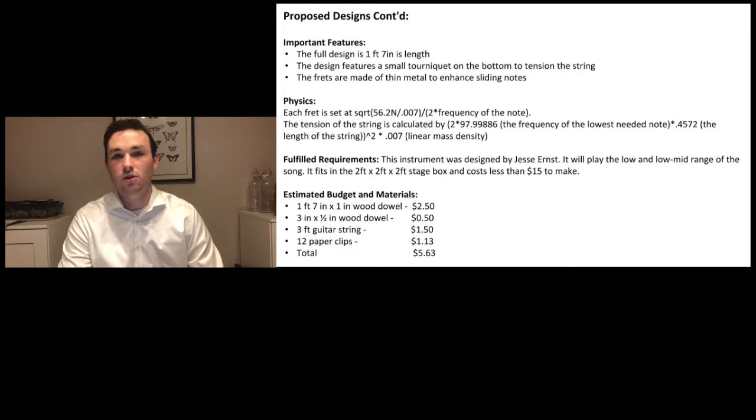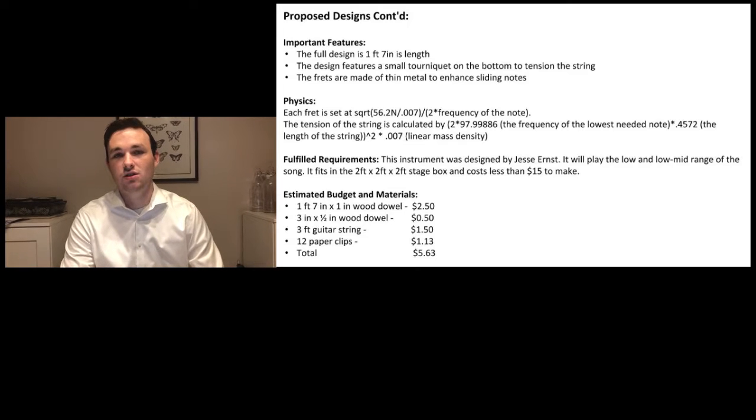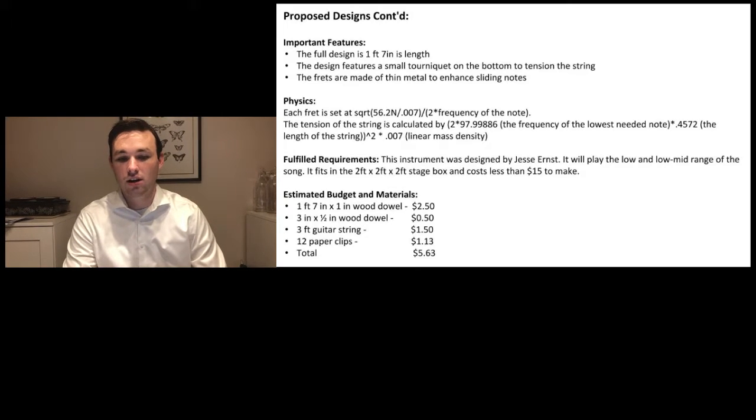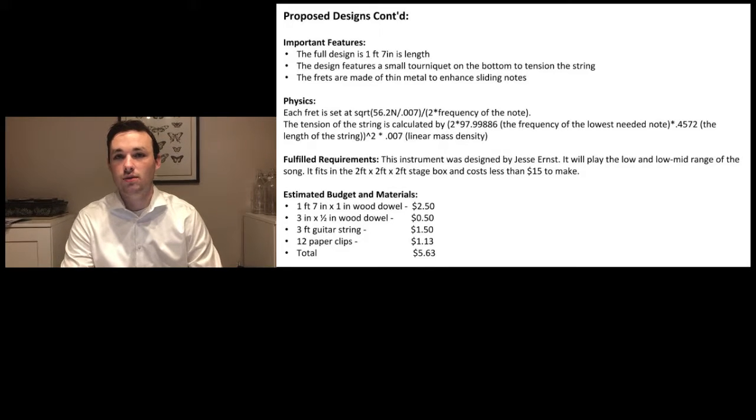The design features a small tourniquet on the bottom to tension the string. Instead of having it at a set tension, the string can actually stretch and you can still tighten it. The frets are made of thin metal, which are paper clips, so you can do slides on the bass itself. For the physics of how this is going to work, each fret, as you can see on my slides, is set at a length determined by the string instrument equation that we got in the acoustics lab. The tension that is necessary on the initial string is also calculated in the physics section on the slide.